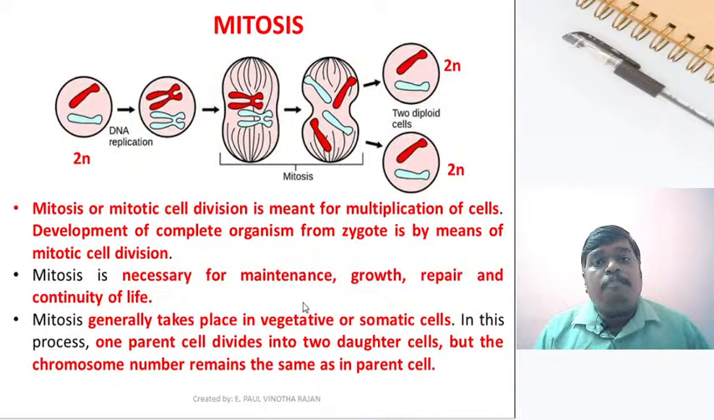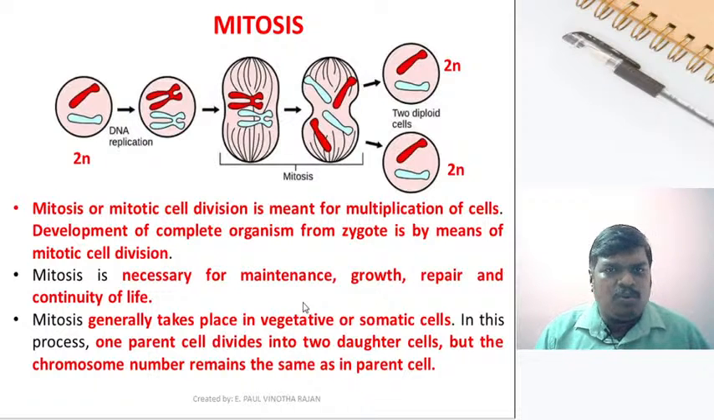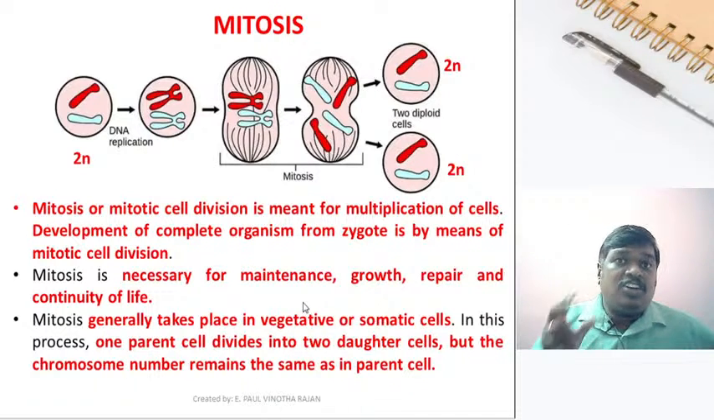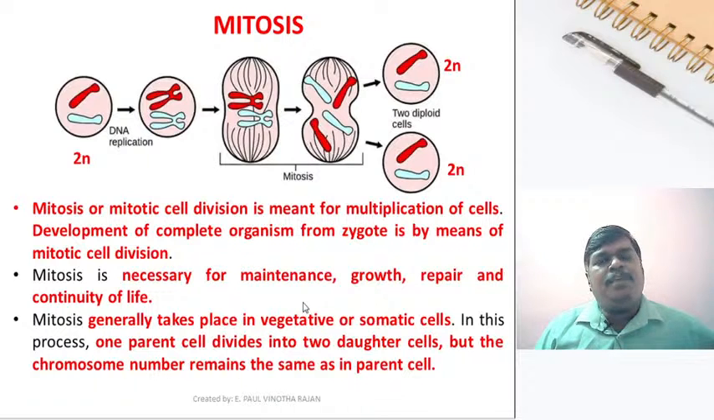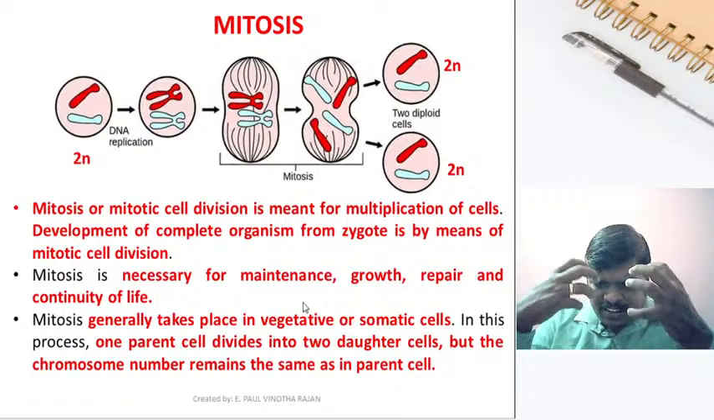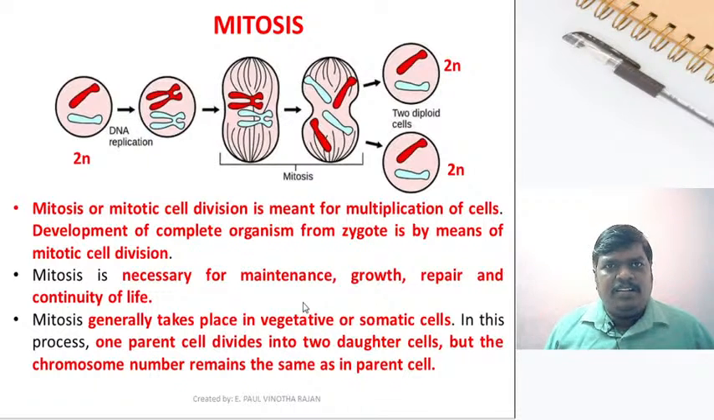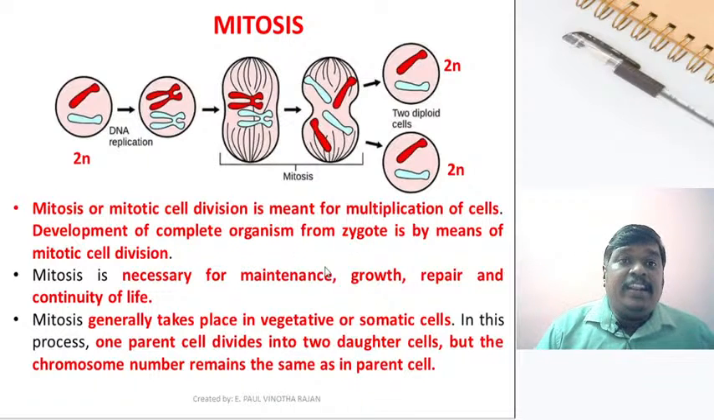There is something called programmed cell death in our body. What is programmed cell death? Cells are dying, cells are growing. You got it? That is called PCD, programmed cell death. In a body, cells are continuously dying and continuously replaced. That is called maintenance. For maintenance, mitosis is very important.